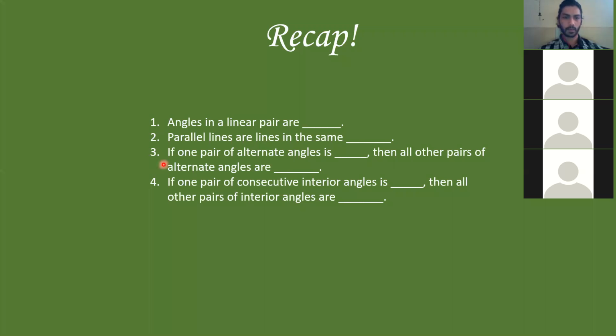Third one, folks. Very easy. We just did it like one minute ago. I'm going to request Aditi to come off mute and read the third one. If one pair of alternate angles is congruent, then all other pairs of alternate angles are also congruent. Absolutely right. So, folks, also if I remove alternate from here and put corresponding over here, then it will be the same thing, okay?